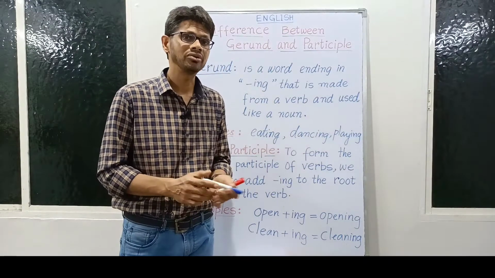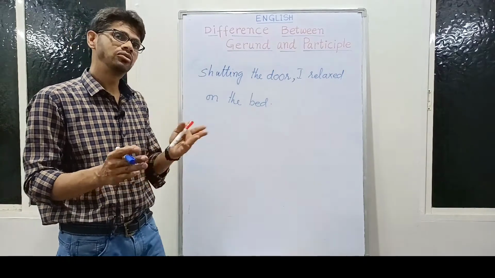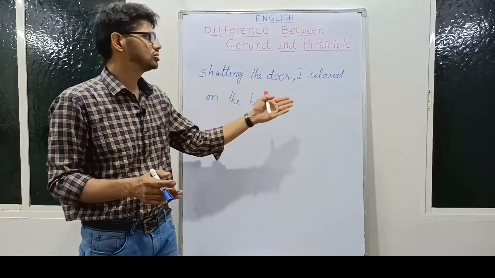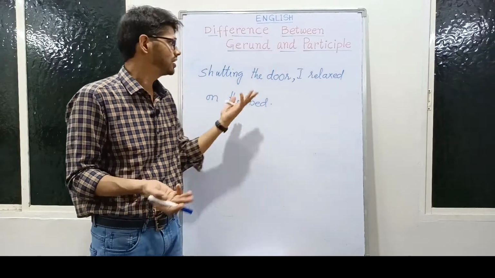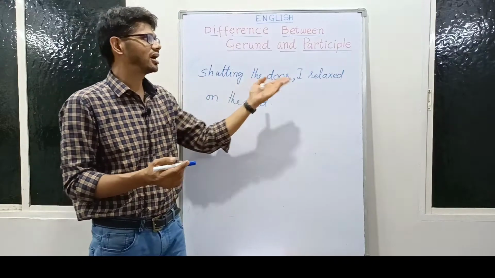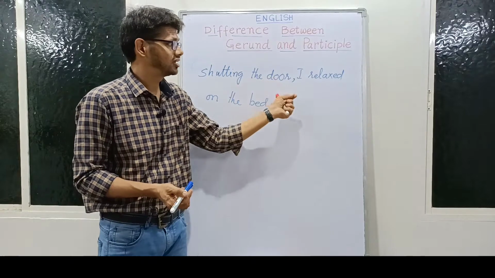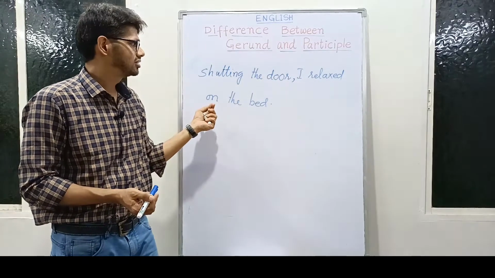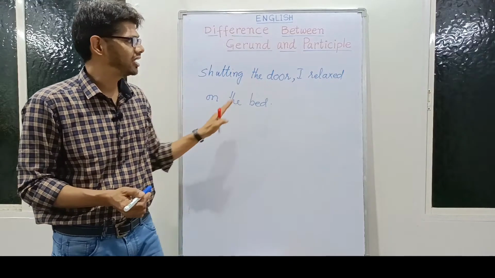Let us learn with the help of some real life examples. What is the simple way में हम किस तरह बोलेंगे? I shut the door and I relaxed on the bed. This is a simple way. But this way, this is shutting the door, I relaxed on the bed. So shutting the door, दरवाज़ा बंद करके मैं रिलैक्स किया.